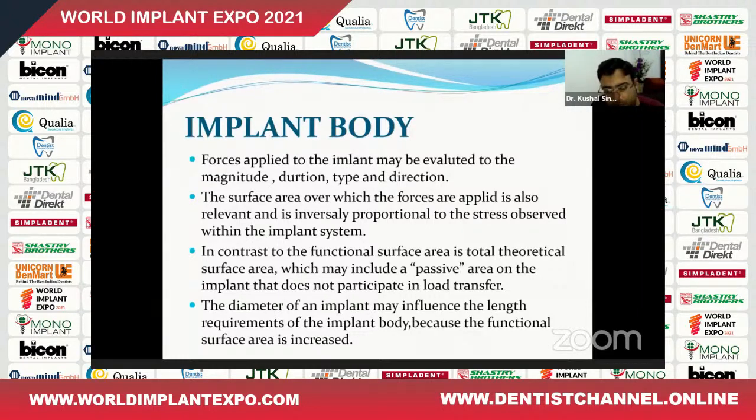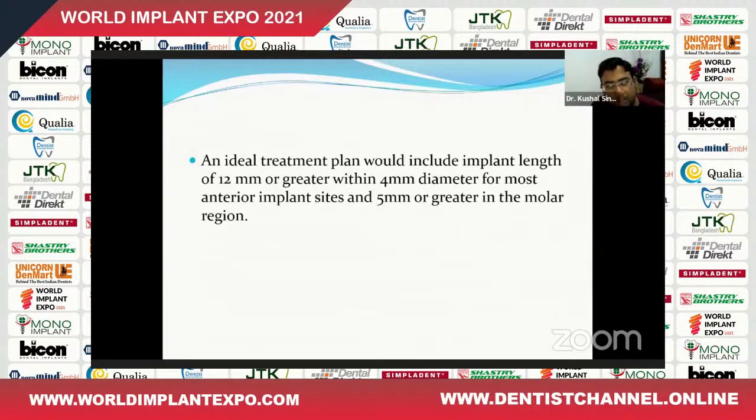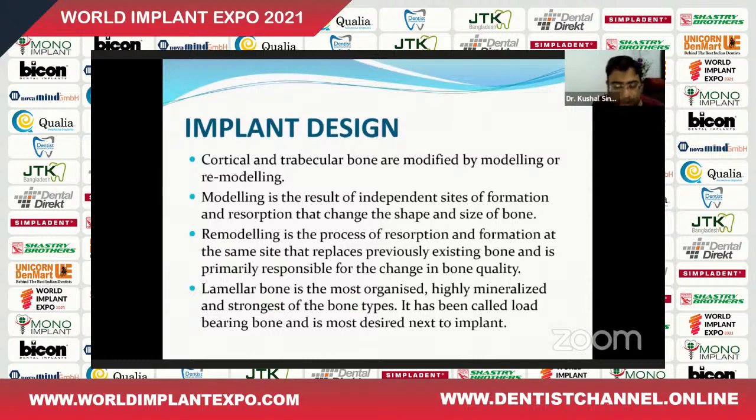Now, the diameter of an implant influences the length requirement of the implant body, because the functional surface area is also increased. An ideal treatment plan would include an implant length of around 12 mm or greater, with a 4 mm diameter for most anterior implant sites, or 5 mm or greater in the molar region. This is the ideal treatment design.